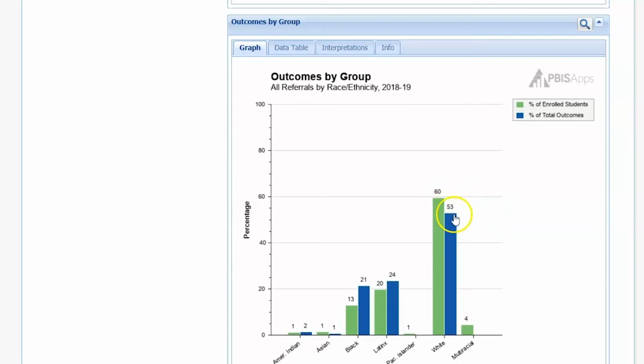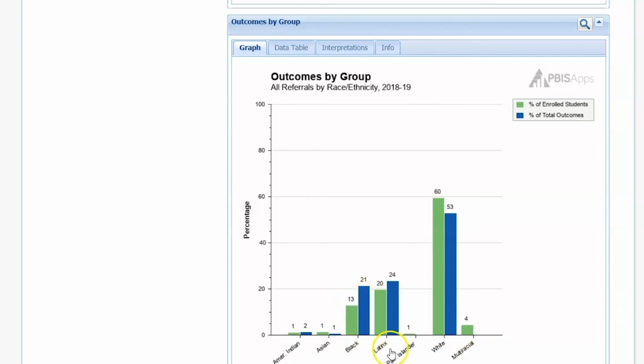proportionate share. And when we look at our students who identify as Hispanic Latinx and students who identify as black, comparing the green and the blue bars, we see both groups receive more than their share of referrals compared to their percentage of the school's total enrollment. Students who identify as black make up 13% of our student enrollment and receive 21% of the referrals written. This is a red flag.